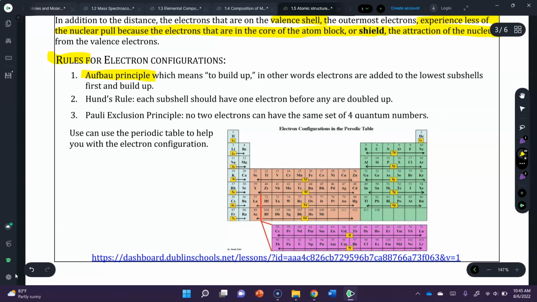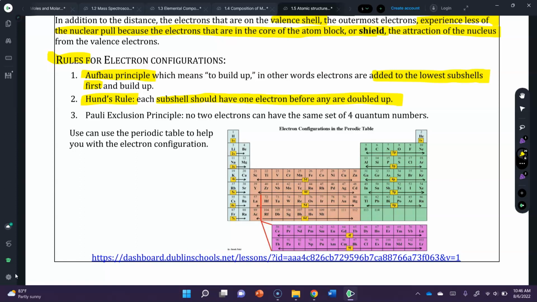The Aufbau principle, which means to build up. That means you start low and work high. So you add to the lowest subshells first and you work your way higher. We have Hund's rule, which means you have to fill single before you double up. So you should have one electron before you double any up. I kind of see this like you go on vacation, you guys are going to share beds with your family unless there aren't enough beds for everybody to have their own, right? Everybody's going to have their own before they double up.